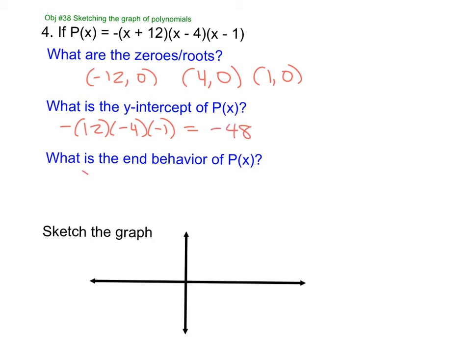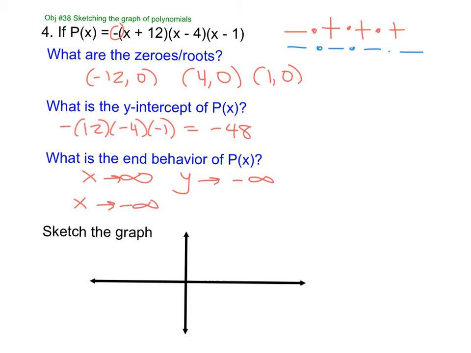My end behavior as x goes to infinity. What's happening to my y? For positive, I have a negative times a positive times a positive times a positive. The negative is the negative in front. Don't forget that. So I get negative infinity. As x goes to negative infinity, I've got a negative times a negative times a negative times a negative. So that's going to be a plus.